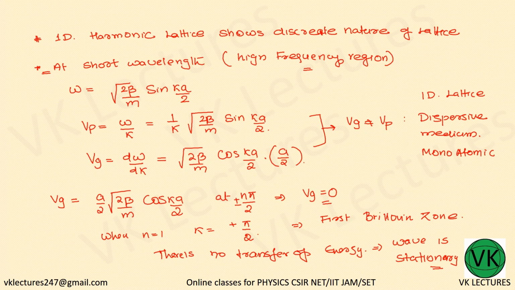That means at the first Brillouin zone, the group velocity Vg is equal to 0, and since the group velocity is equal to 0, we can say that there is no transfer of energy, and since there is no transfer of energy, the wave is considered to be a stationary wave.